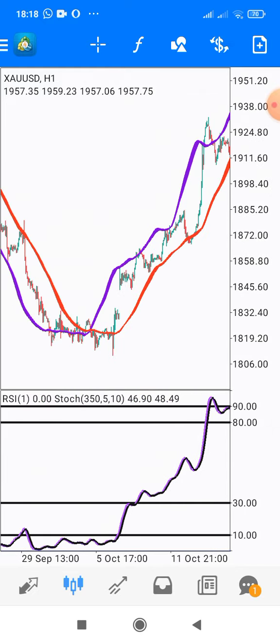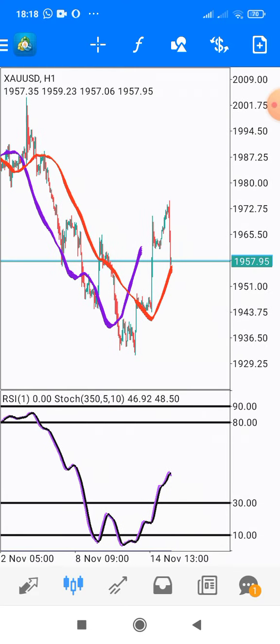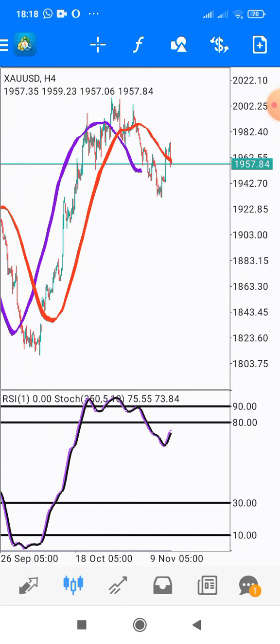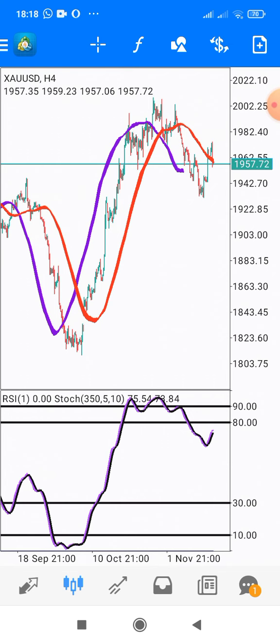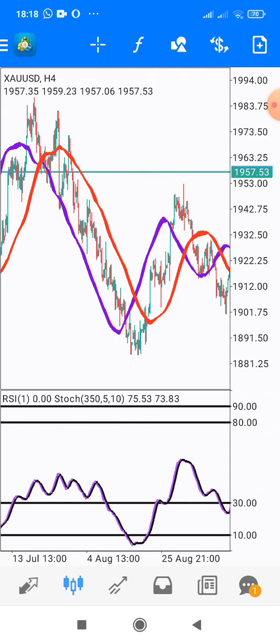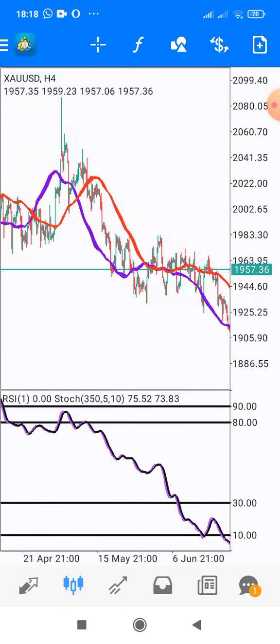Yes, my friends, we have a strategy here with us. Flip strip strategy. Very, very powerful strategy. Look at that strategy. Have a glance at it.